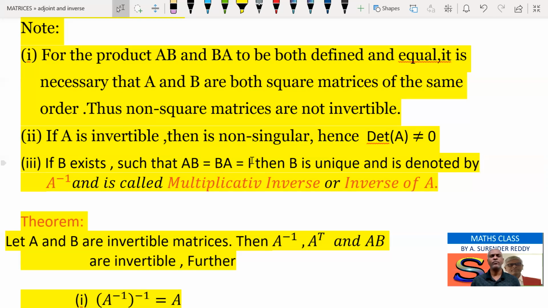So B is the multiplicative inverse of A, and that is A inverse is equal to B.